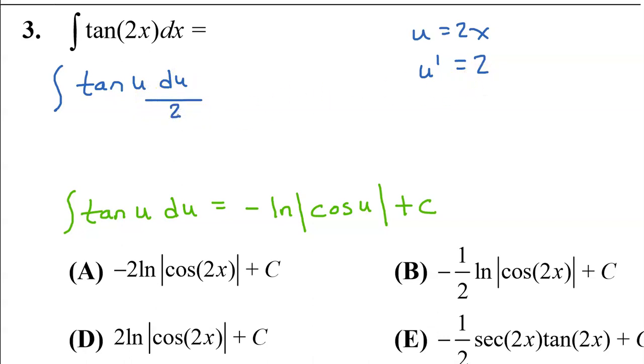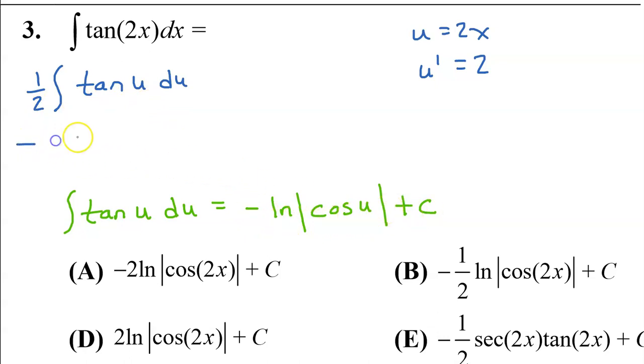But this 2 can be put out in the front as a 1/2. So let's just do that immediately. So we have the 1/2. And now it's time for the memorized rule. So this integral is negative natural log absolute value cosine u plus c.